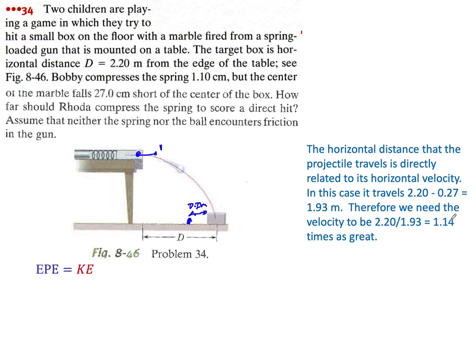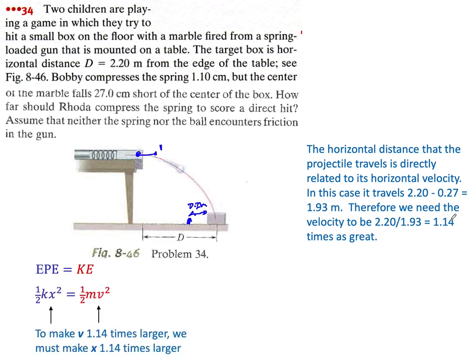Doing the math on this case, it's EP equals KE. Solving this, to make the velocity 1.14 times larger, we need to make the distance we compress it 1.14 times larger. Why? Because x squared is directly related to v squared. Doing our numbers then, if we need to make the 1.10 centimeters that was initially compressed 1.14 times larger, in other words, we need to compress it about 1.25 centimeters.